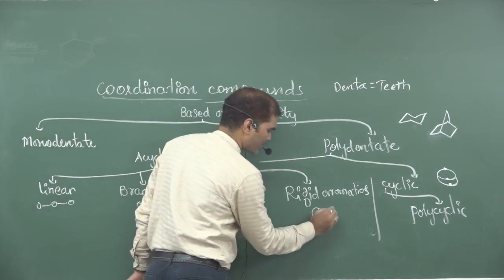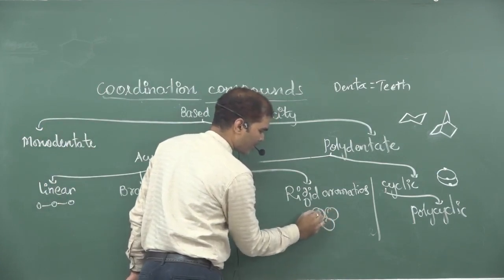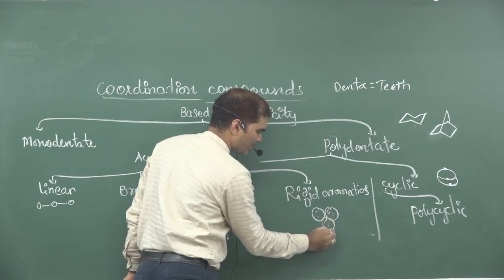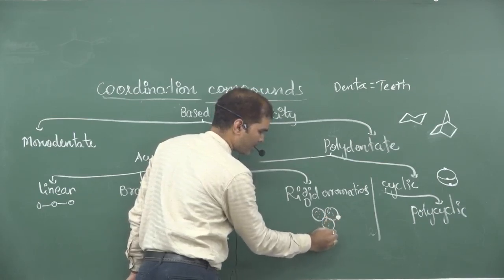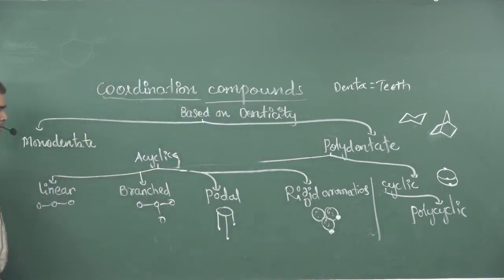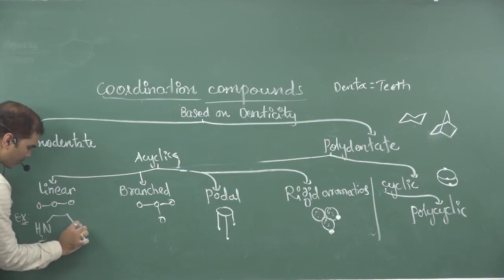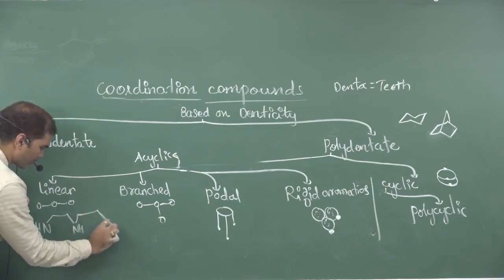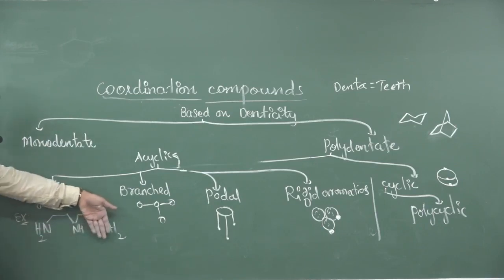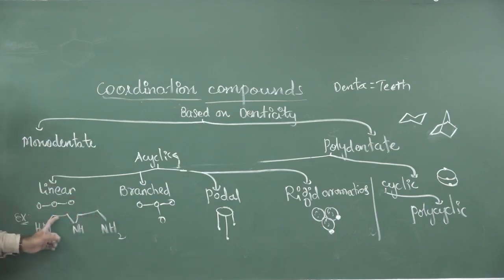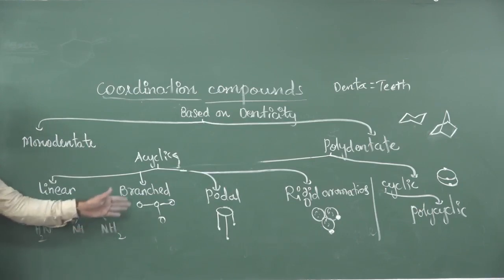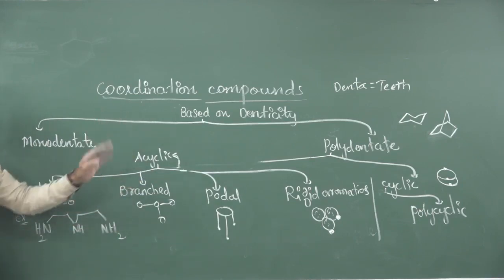Such ligands you call it as podal ligand. And rigid aromatics means, suppose if I am just taking some aromatic rings, you can just take this as donor atoms. If I give you an example, you will understand much better. This is just a general description of that ligand. For a linear ligand, you can take an example of you may take ethylene diamine, or you may take diethylene triamine, and so on. Triethylene tetramine, tetraethylene pentamine, and so on.